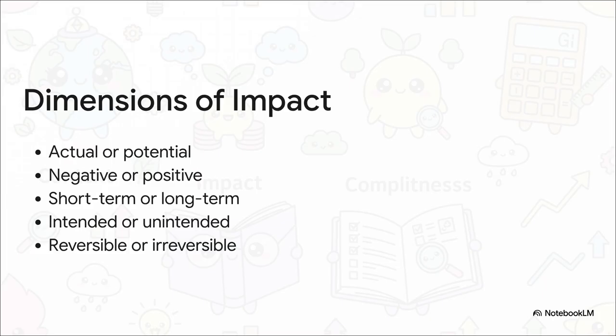And this is where it gets really nuanced. An impact isn't just one simple thing. For instance, think about a company building a new factory. That creates jobs, right? That's a positive intended impact. But it might also create pollution, a negative, maybe unintended impact that could cause long-term, irreversible harm. GRI says companies have to think about all these different angles.